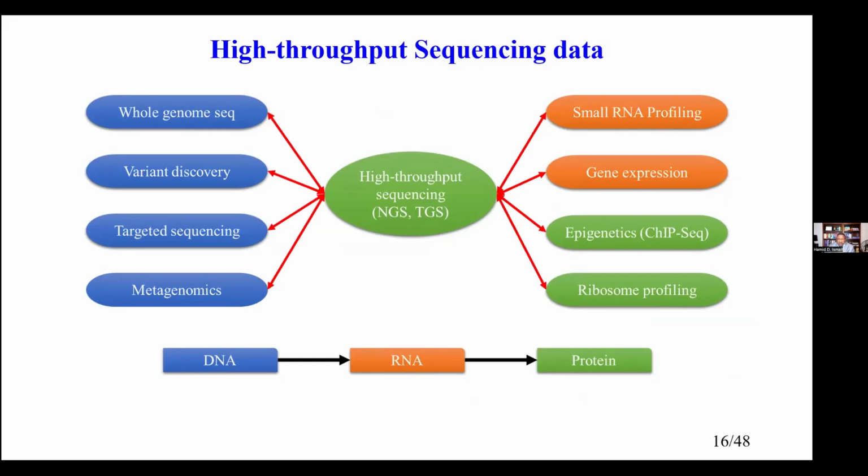We can get data from whole genome sequencing, and we can get variants also. We can get targeted DNA sequences, which we already talked about. We can get information from metagenomics. And for RNA, we study gene expression or microRNA expression. We can use small RNA profiling and gene expression, and also epigenetics like chromatin immunoprecipitation sequencing, and ribosome profiling. All this kind of data we can get from next generation sequencing.